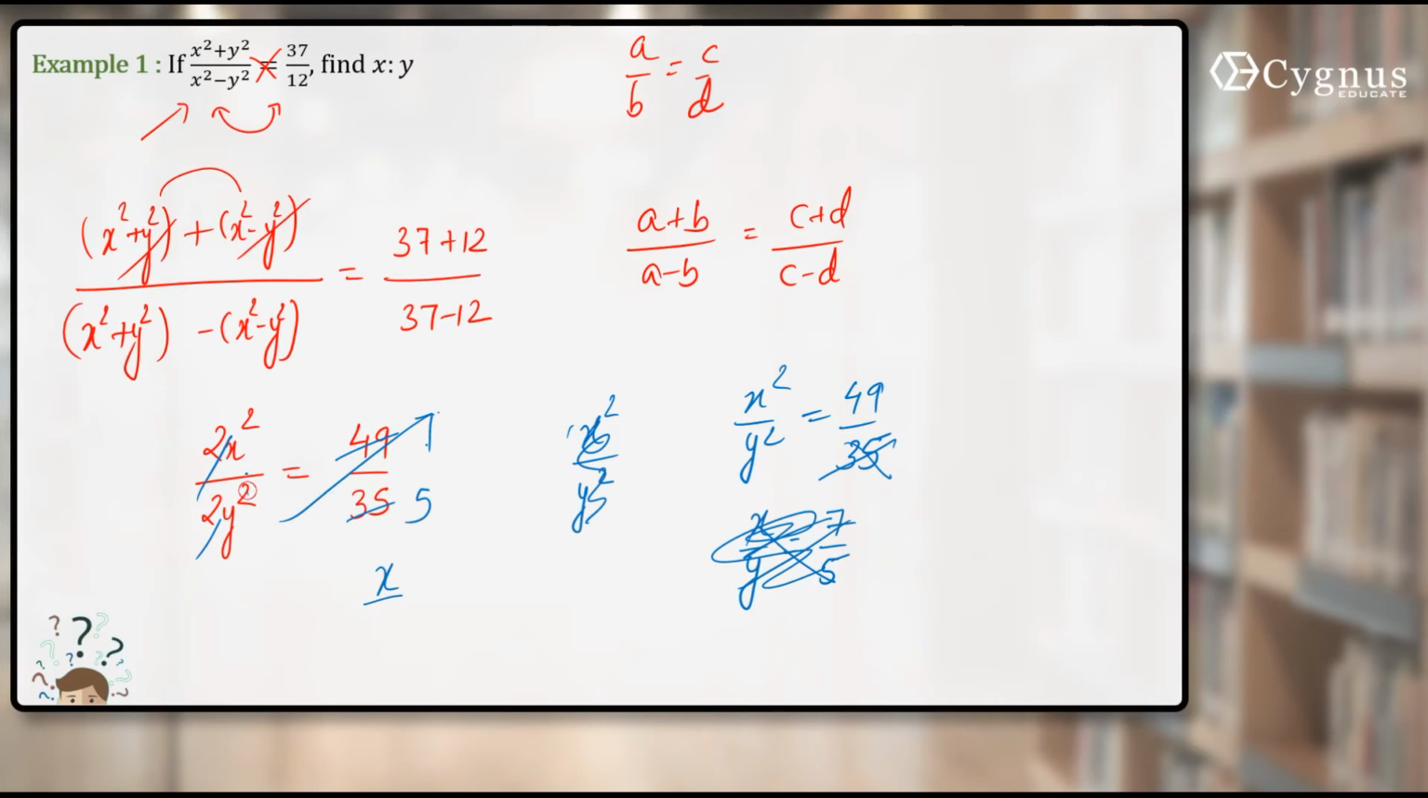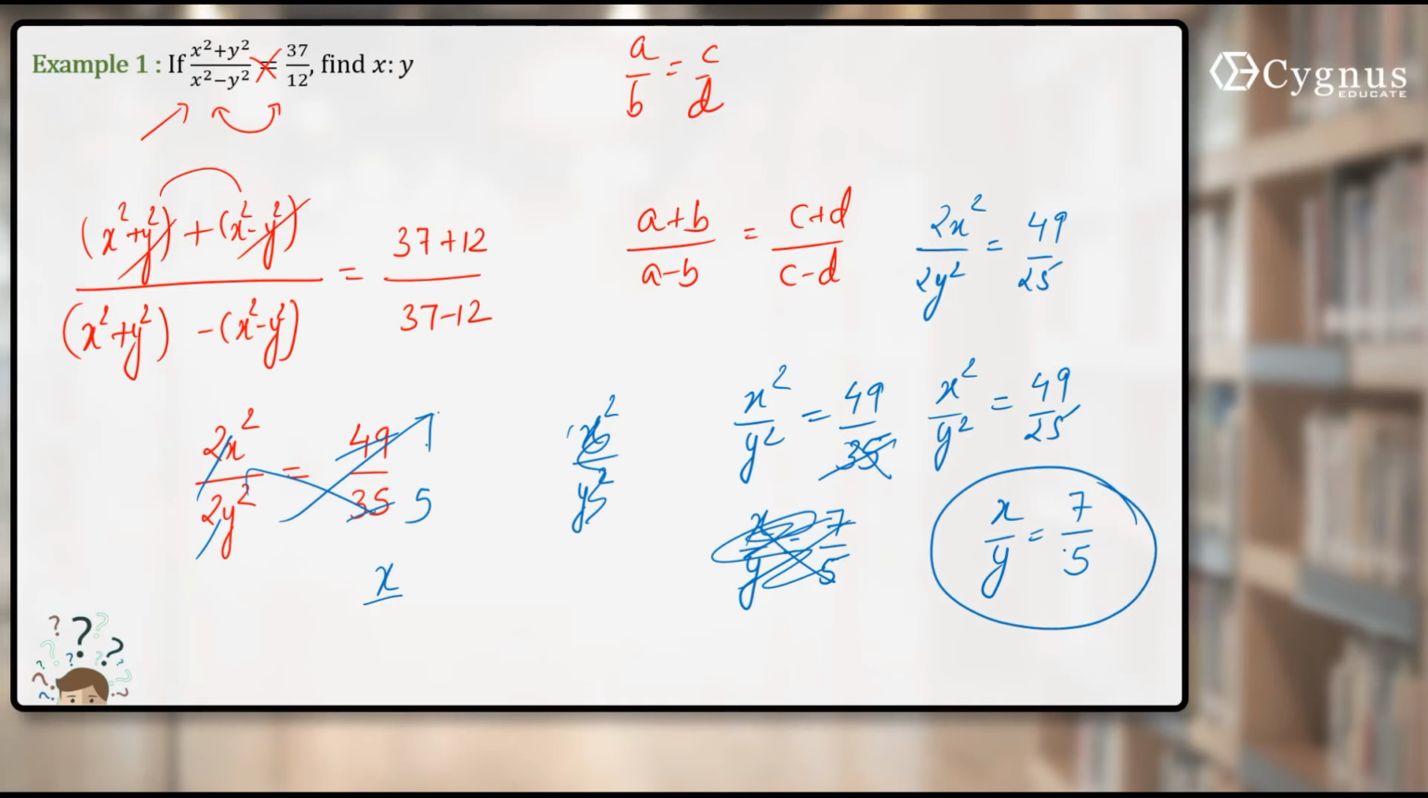Actually, when you solve this, what do you get here? 2x square by 2y square is equal to 49 by 25. Yes or no? So x square by y square becomes how much? 49 by 25. And x by y will be equal to how much? Square root of 49, that is 7, and square root of 25, that is equal to 5. So the answer becomes 7 by 5. Yes or no?